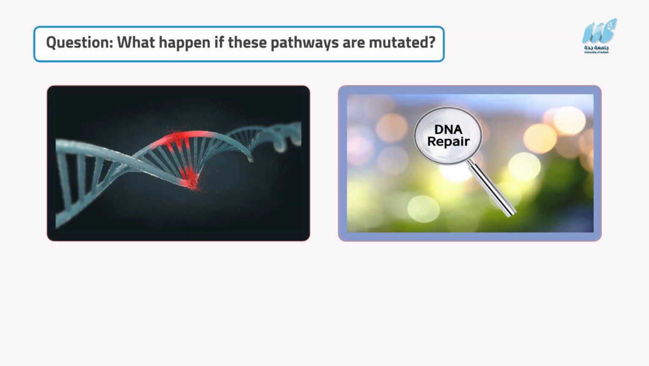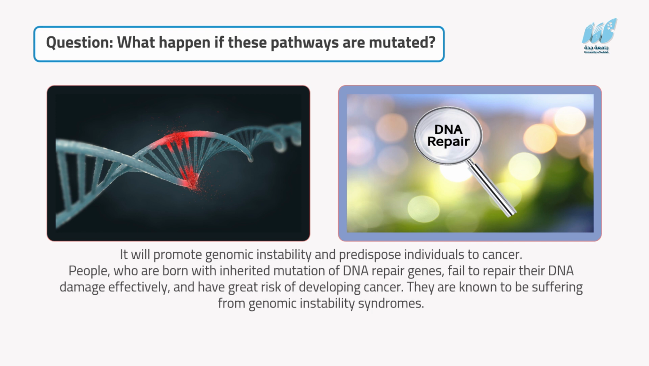So, a question is, what happens if these pathways are mutated or don't respond? Unfortunately, it will promote genomic instability and predispose the individual to cancer. People who are born with inherited mutations of DNA repair genes fail to repair their DNA damage effectively and have a great risk of developing cancer. They are known to be suffering from genomic instability syndromes.